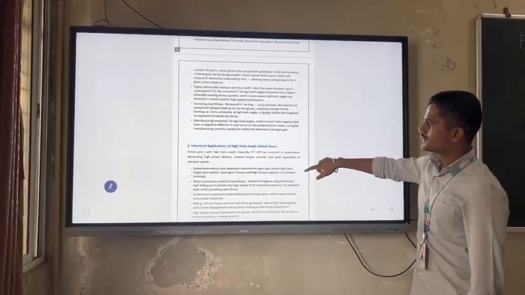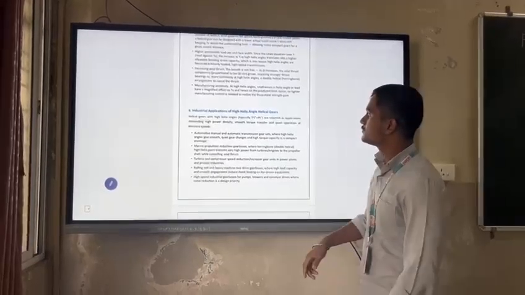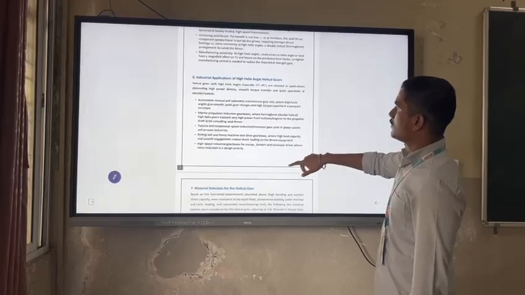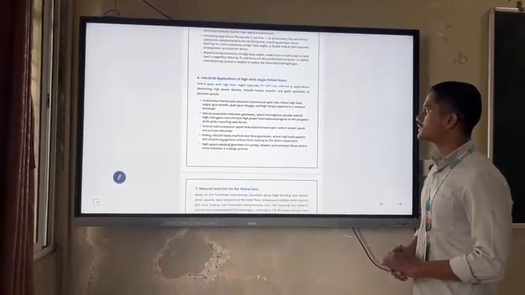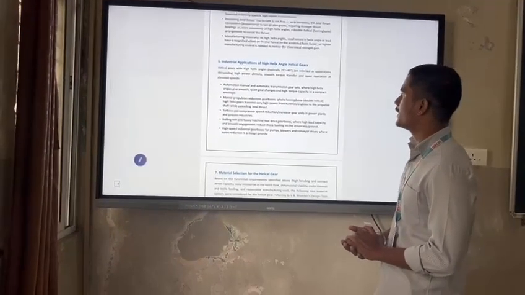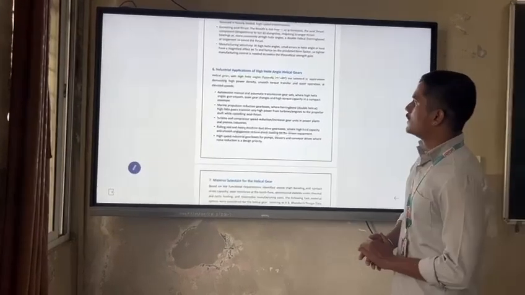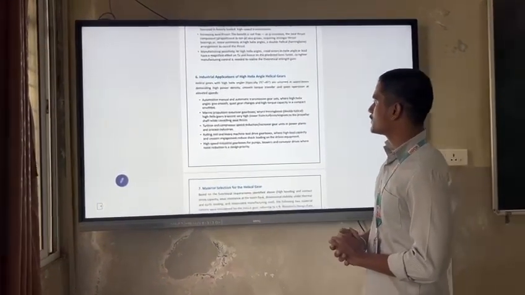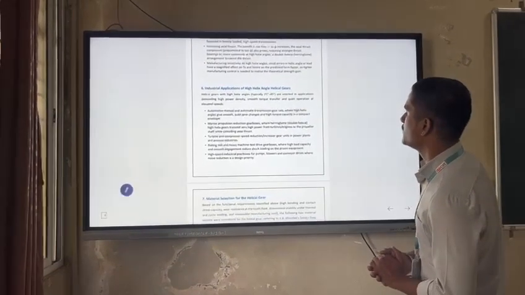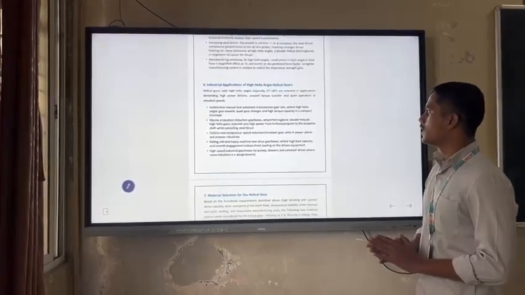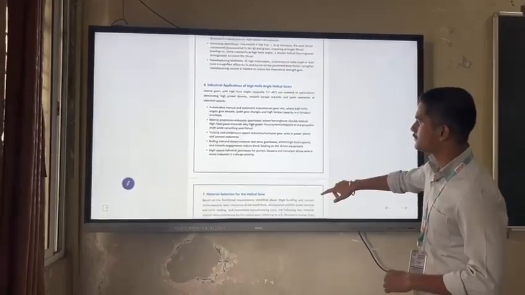The sixth point is industrial application of high helix angle helical gears. Automotive manual and automatic transmission gear sets, where high helix angles give smooth gear changes and high torque capacity in a compact envelope. Second is marine propulsion reduction gearboxes, where herringbone high helix gears transmit very high power from turbines to the propeller shaft while cancelling axial thrust.